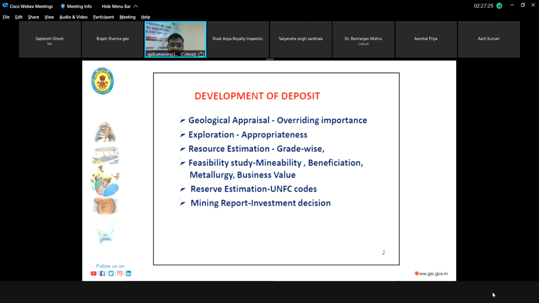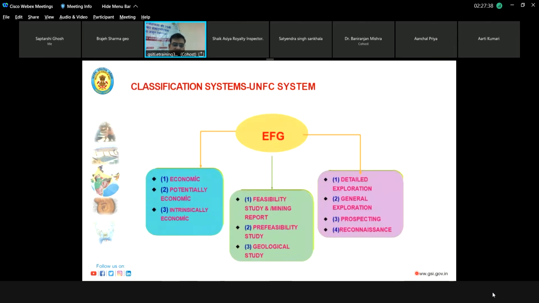Then the mining report. This is the report where we will go for the auctioning. Then investment decision. Classification, I've already told you, that's the economic axis, feasibility axis, and geological axis. The 1, 2, 3, 1, 2, 3. Here 1 is the highest degree, 3 is the lowest degree. And in the geology case, that is 4, 3, 2, 1, G4, G3, G2, G1.